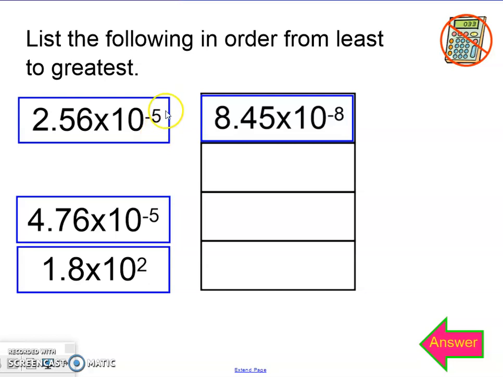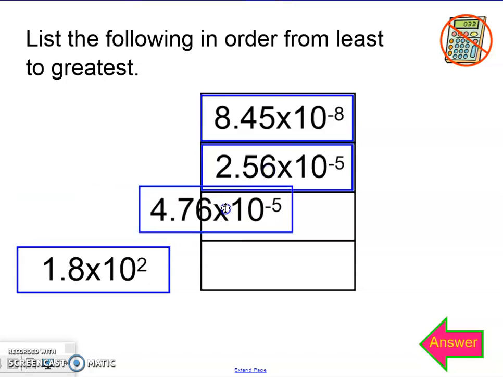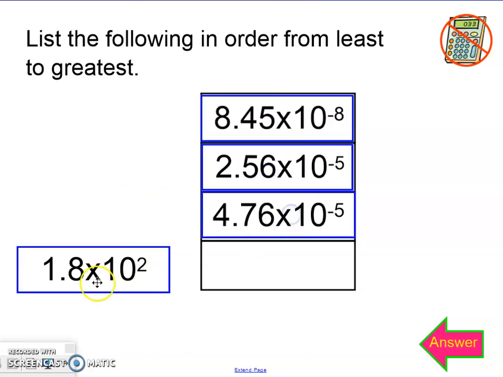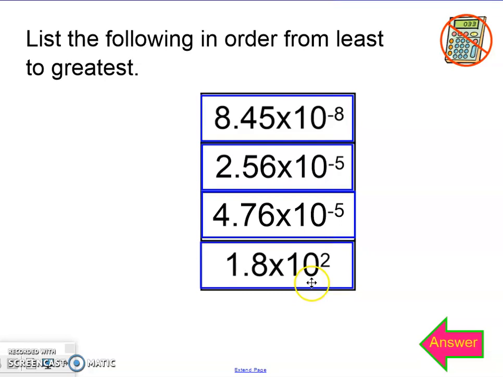My next choice is going to be that -5 exponent, but there's 2 numbers in scientific notation that have an exponent of -5. So when the exponent looks the same, you're going to go ahead and look at the number in front. That's called the coefficient, and that's going to help you decide. Since I want to go least to greatest, I want to pick the coefficient that is less than the other. Well, I know 2.56 is less than 4.76, so that should go next. And then the 4.76. And 1.8 times 10 to the 2nd power is going to be greatest because we know that +2 is greater than all of those negative numbers.